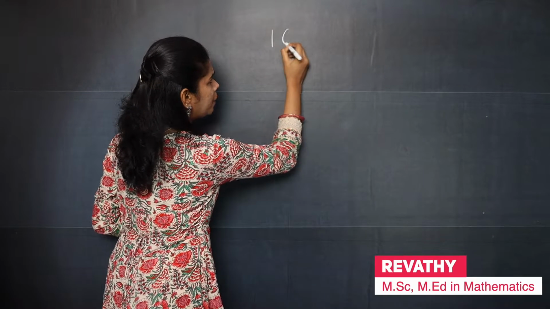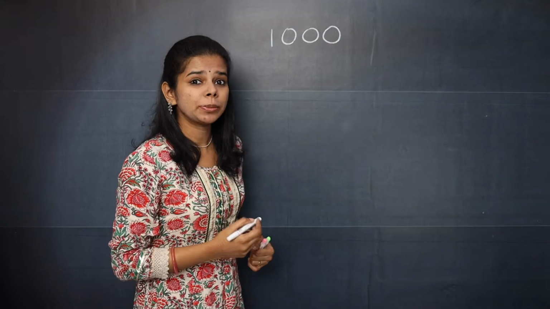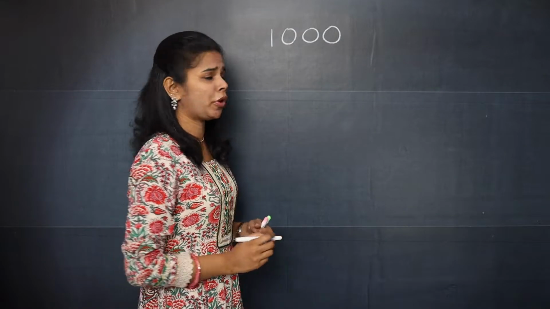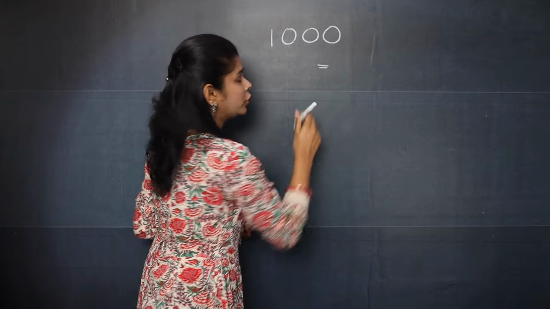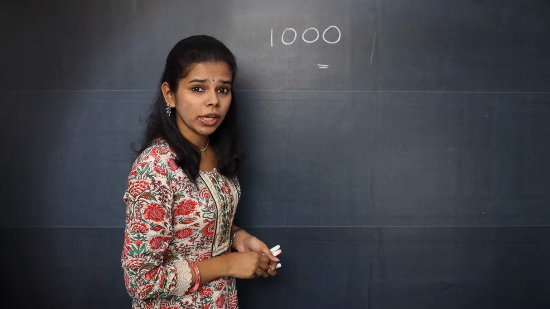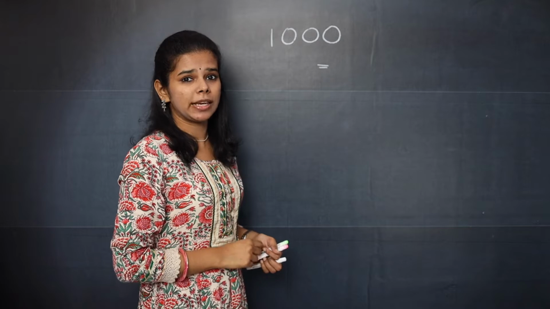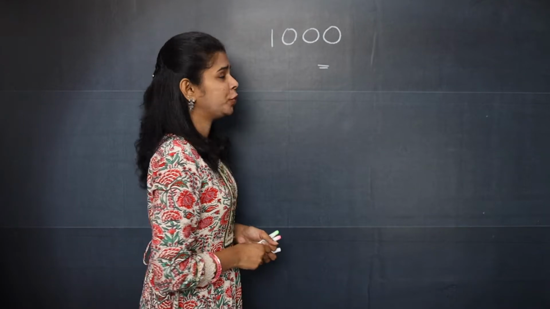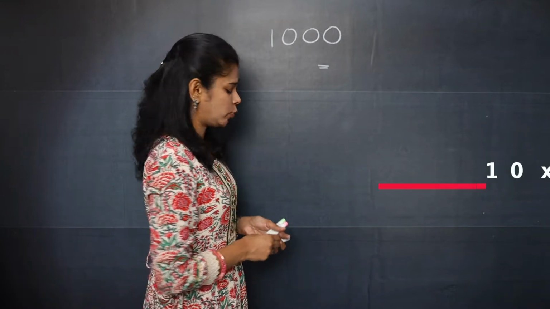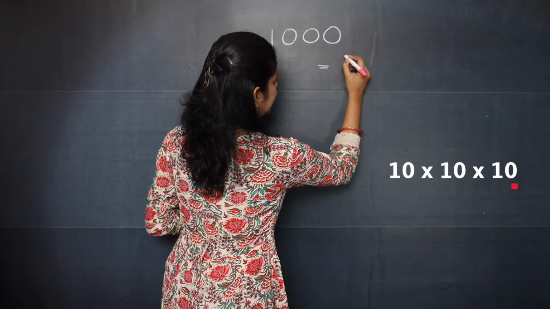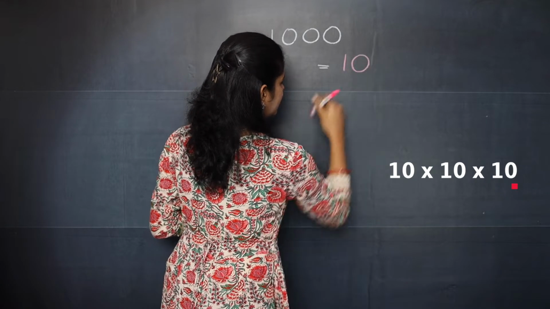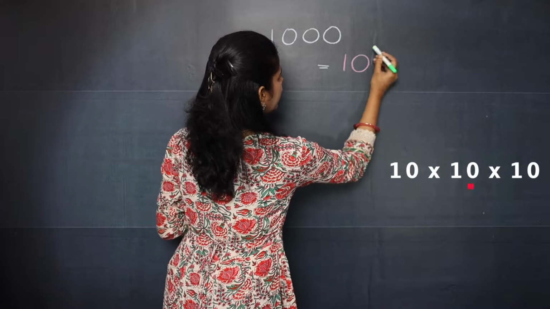Let us see an example. If you are going to take the number 1000, how will you express it in a short form using exponents? First, you should count how many zeros are there. How many times 10 is multiplied to get 1000? You can see just 3 times. So you can write 10 raised to 3.